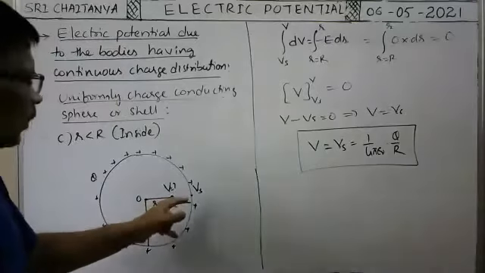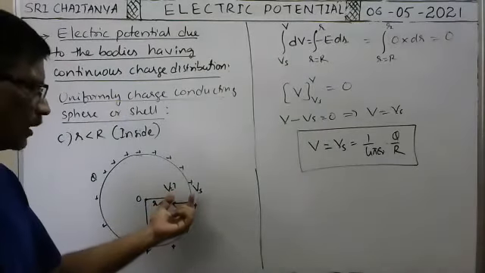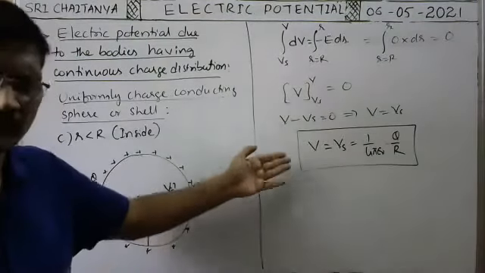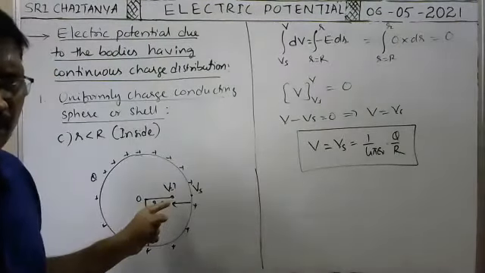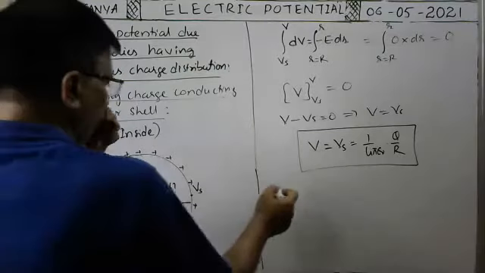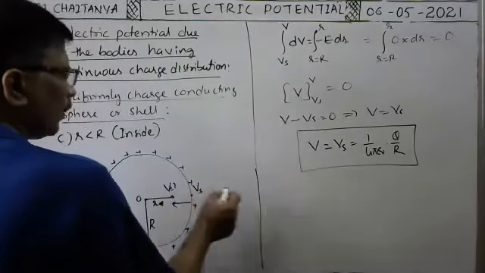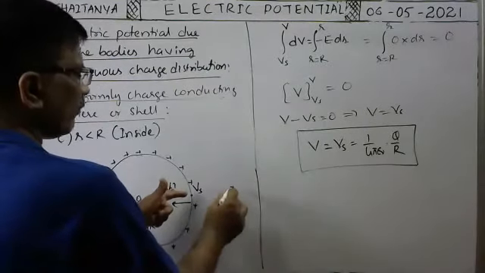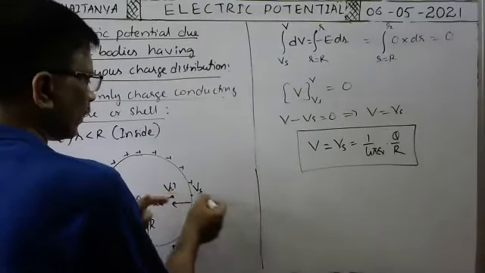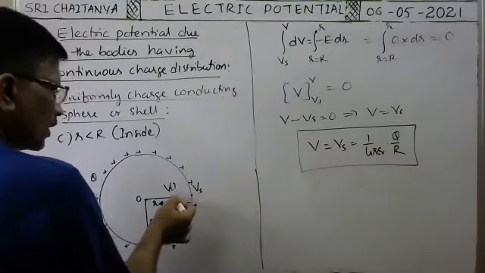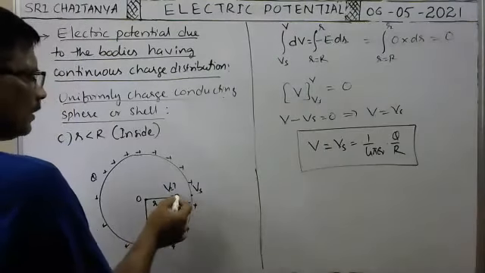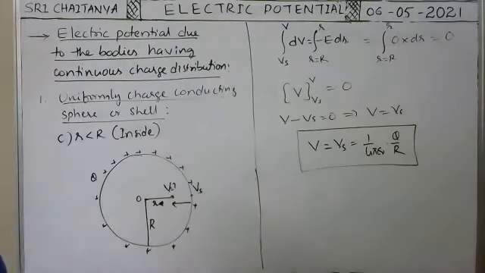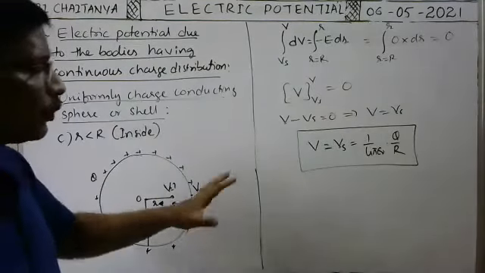We have calculated the work to be done by the external agent to bring the charge from the surface to this point. We can also bring it from infinity to this point. From infinity up to the surface, instead of E, we write the formula 1 by 4 pi epsilon naught q by r square. From the surface to this point, we write E equal to 0, because it is an inner point. Here, 2 terms are there.